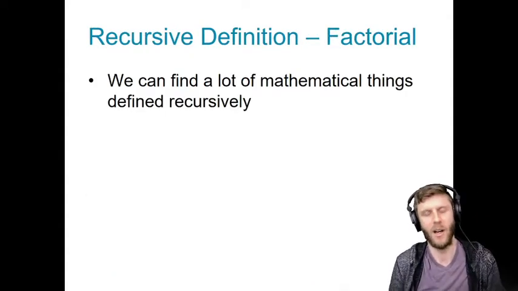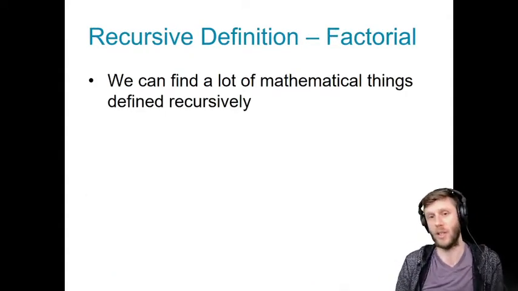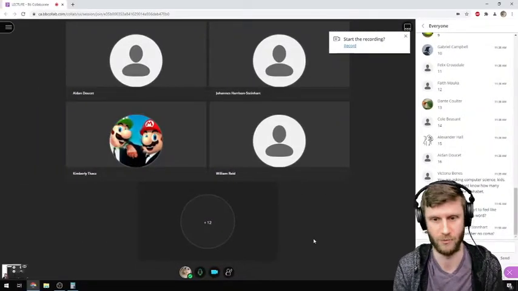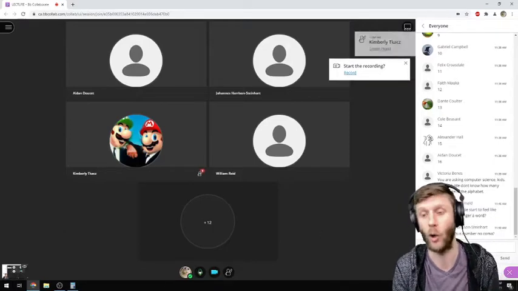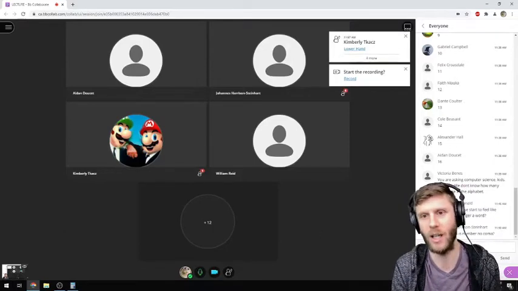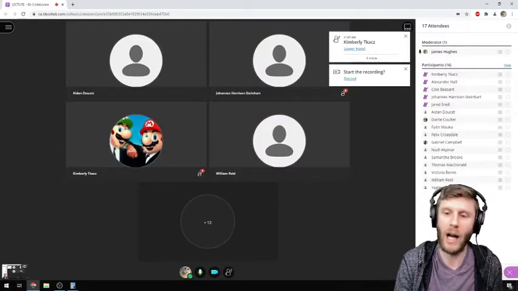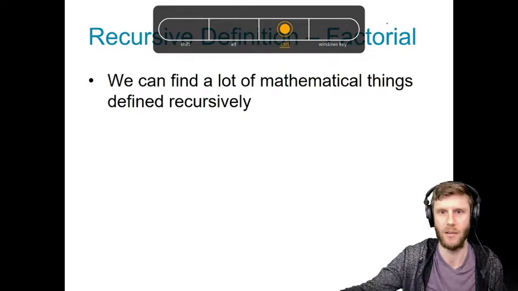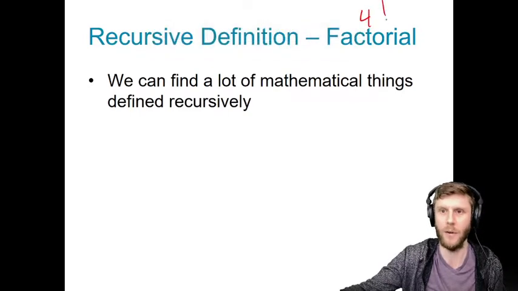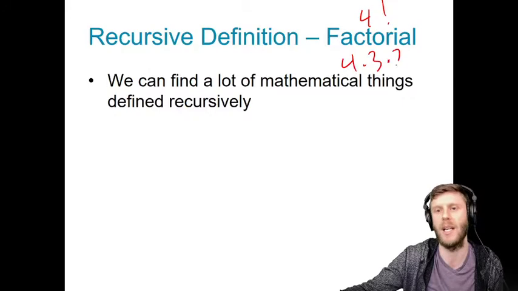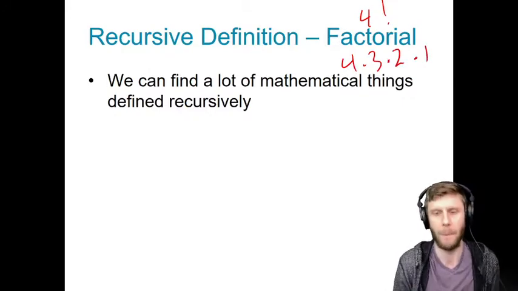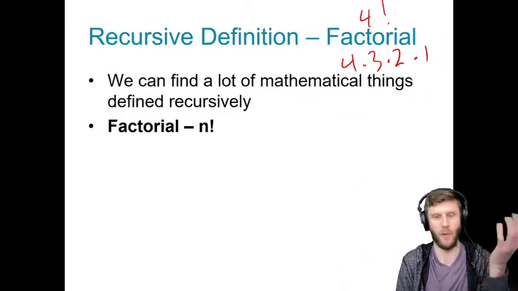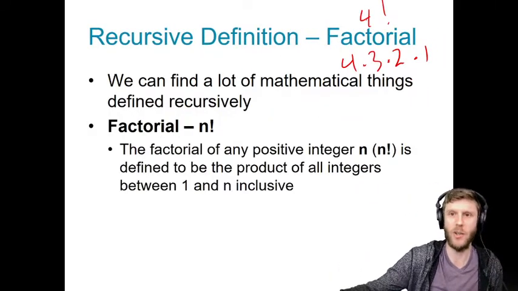All right. We can find a lot of mathematical things recursively defined. Raise your hand if you've ever heard of factorial before. Not Factorio, factorial. A couple of people. And what does it mean? Well, if I ask you what 4 factorial is, that means 4 times 3 times 2 times 1. Bingo, exactly. So factorial, you usually write it with the exclamation point.